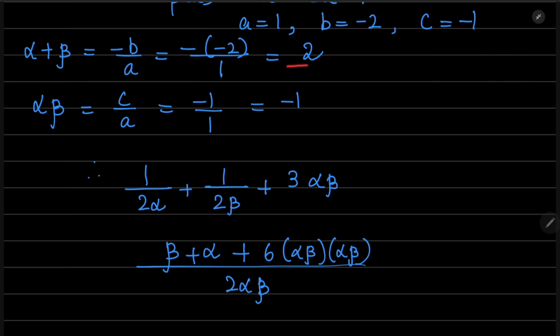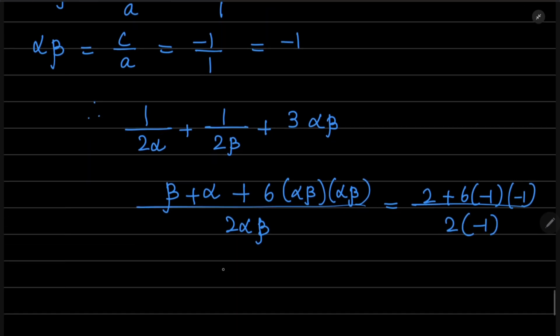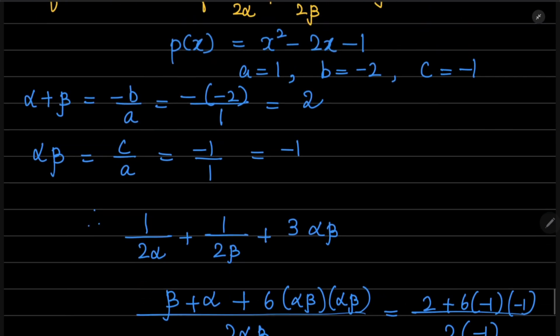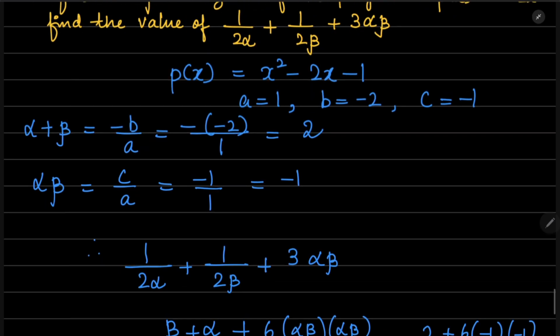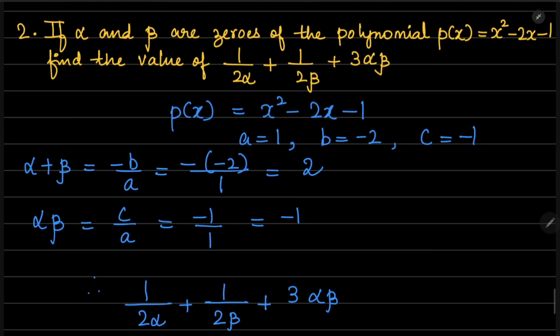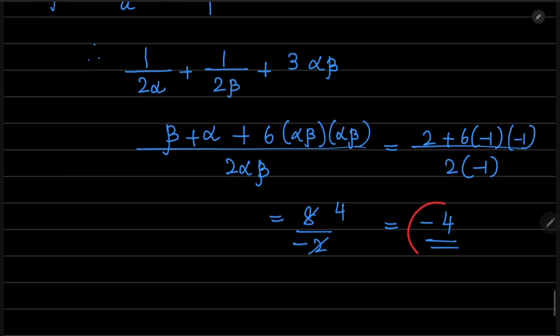So alpha plus beta is what? Plus 2. Let's substitute the values. Alpha plus beta is 2, so you get 2 plus 6 multiplied by alpha beta, which is minus 1 into minus 1, whole divided by 2 into minus 1. Minus into minus is plus, so it's 2 plus 6, which is 8, divided by minus 2. The answer is minus 4. So the value of 1 by 2 alpha plus 1 by 2 beta plus 3 alpha beta is minus 4.